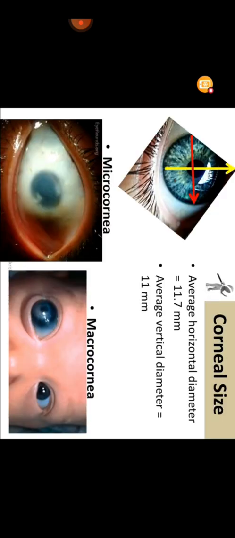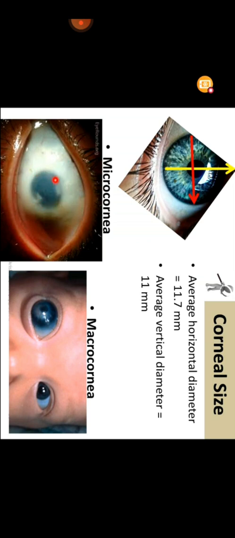Okay, so the normal cornea is a transparent watch glass structure where the average horizontal diameter is larger, that is 11.7 millimeter, and vertical diameter is 11 millimeter. Okay, we can see the size of this. You may see in congenital cases the size of this as less. It is a microcornea.